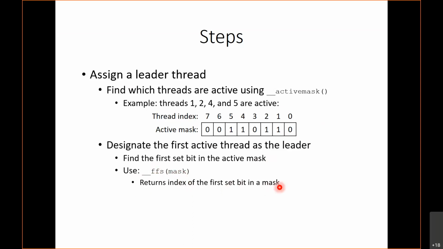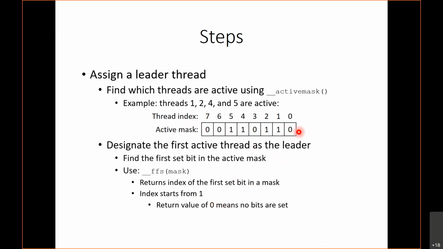One thing to note is that the index it returns starts from 1. So if the value at position 0 is the first set bit, it's going to return 1. If the value at position 1 is the first set bit, it's going to return 2. If the value at position 2 is the first set bit, it's going to return 3. The reason is that it could be possible that none of the bits are set, and in this case, we want it to return 0.